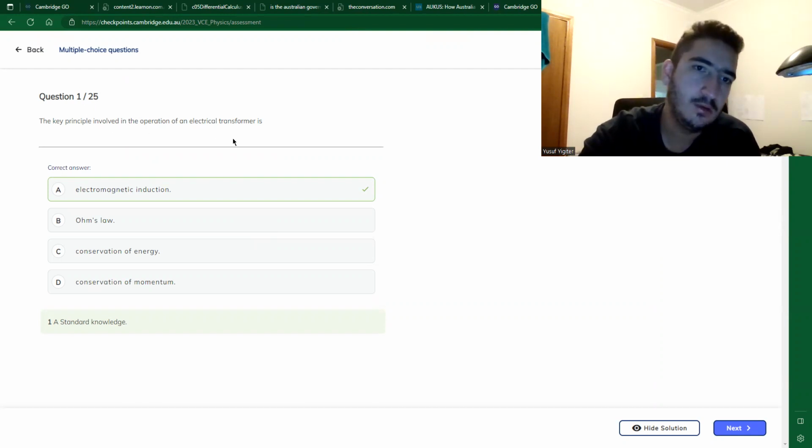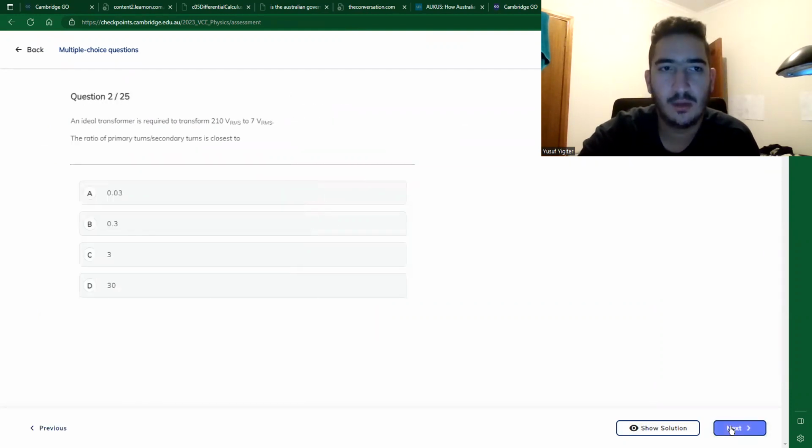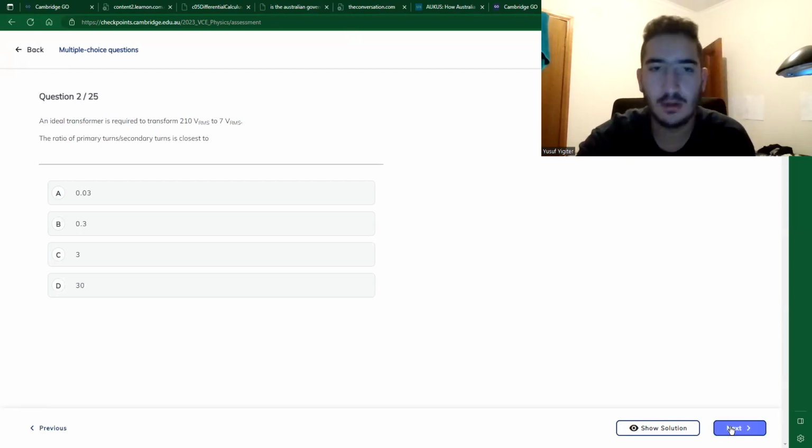The key principle involved in the operation of an electrical transformer is electromagnetic induction and law. Standard knowledge. Electromagnetic induction induces an EMF. Yeah, RMS. There were some questions, equations about this. Ratio. All right, I think that's it for today.